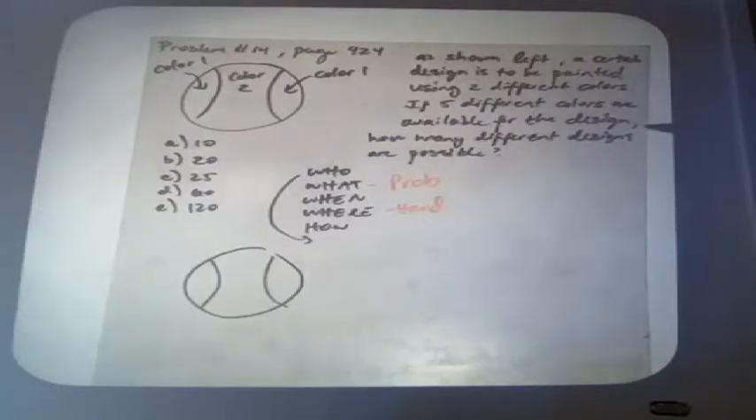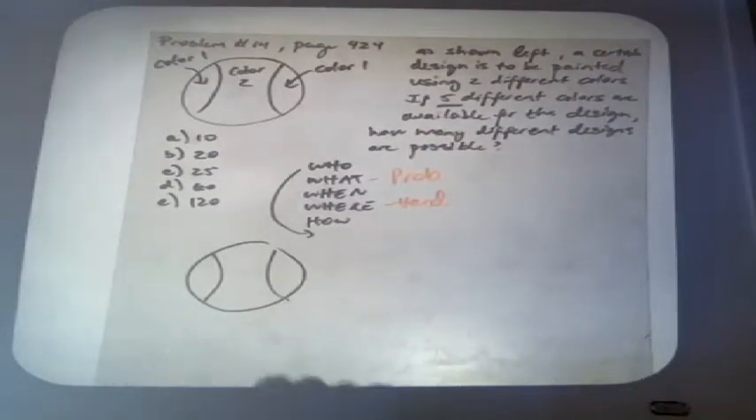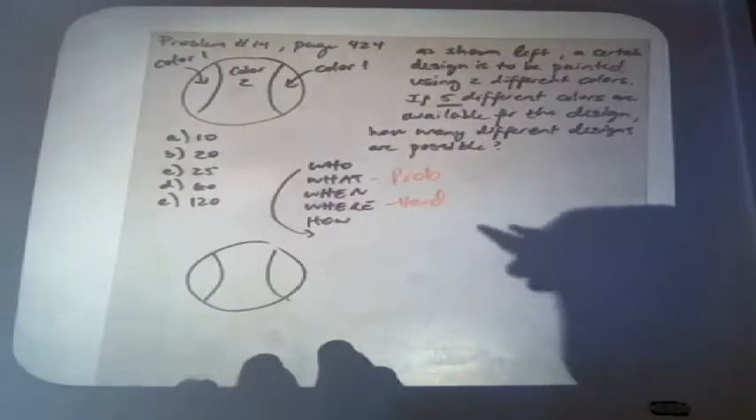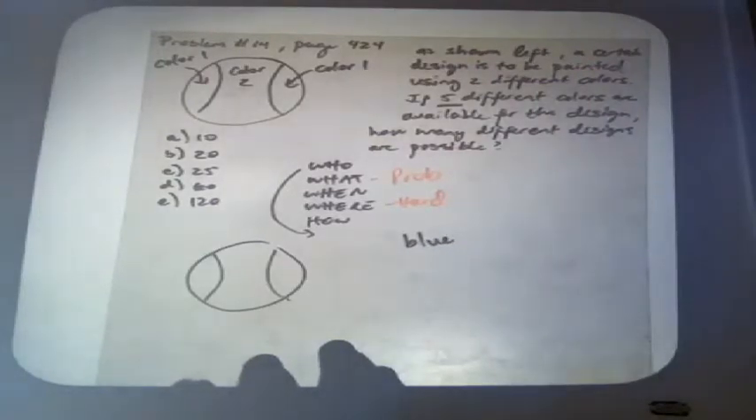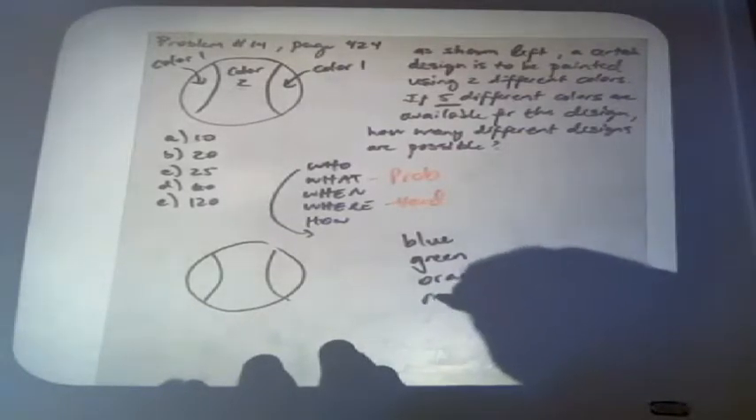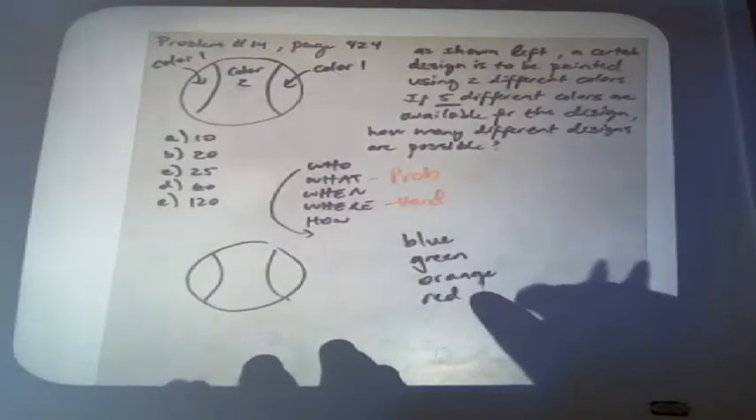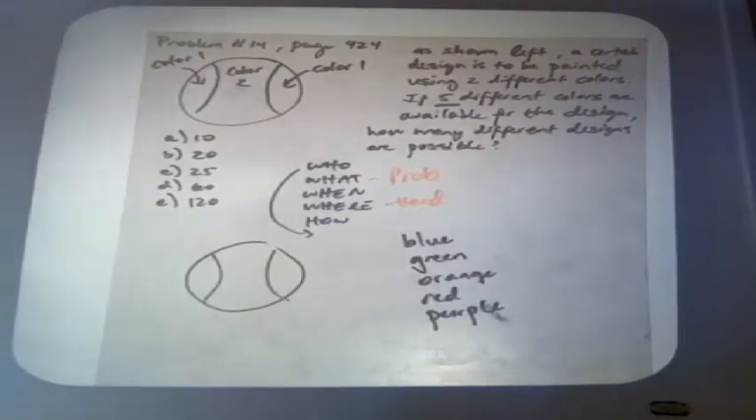It tells us that we have an option of using 5 different colors. We're only going to use 2 colors in the design, but we have 5 different choices. So let's say our options are blue, green, orange, red, and, I don't know why I tried to write it right there, but let's say our last option was purple. Okay, so let's talk about how we can find all the different designs possible.